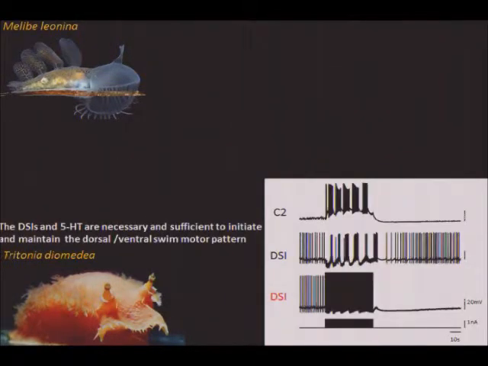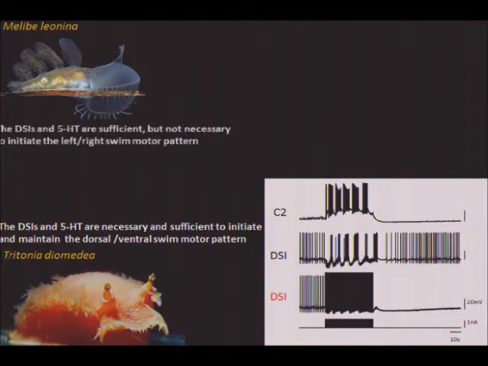In Tritonia, the DSIs are both necessary and sufficient to maintain this dorsal swim motor pattern. So here in this example, I've depolarized the DSI to cause it to fire, and that turned on bursting in C2 and another DSI. If you bath apply serotonin to the isolated brain, you turn on swimming. If you inject the animal with serotonin, the animal starts to swim. If you inject the animal with a serotonin antagonist, the animal won't swim. If you put the serotonin antagonist on the brain, you don't get a fictive motor pattern.